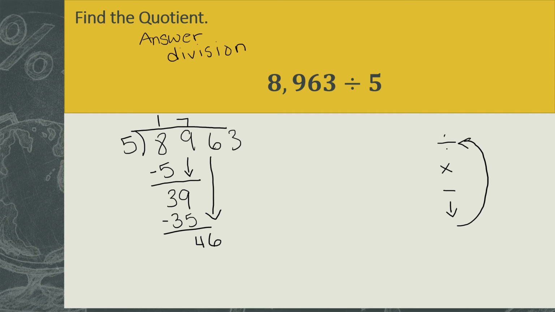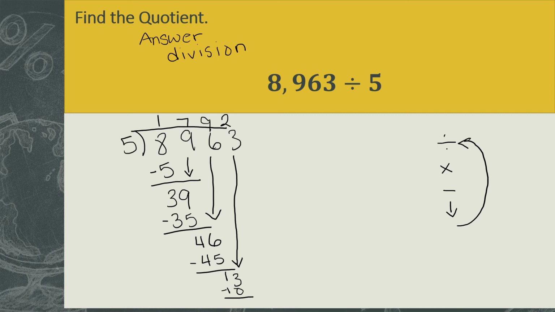5 goes into 46 9 times. So I'm going to put my 9 up here at the top. 5 times 9 is 45. And then I subtract, which gives me 1. 46 minus 45 is 1. And I'm going to bring down my 3. 5 goes into 13 just 2 times. And 5 times 2 is 10.